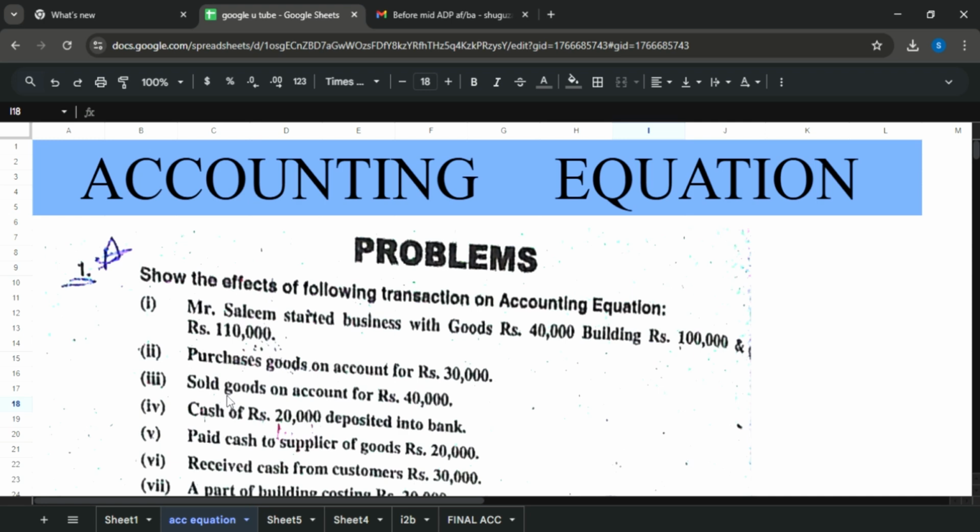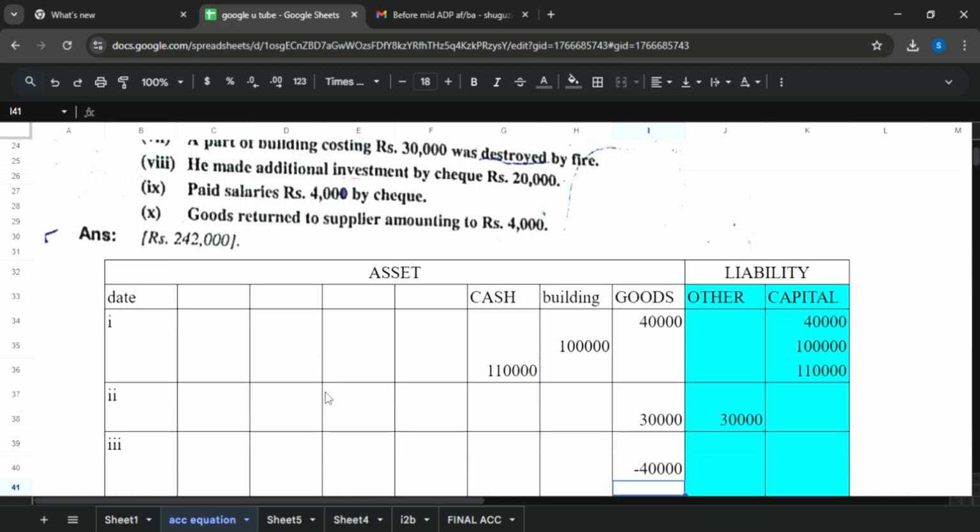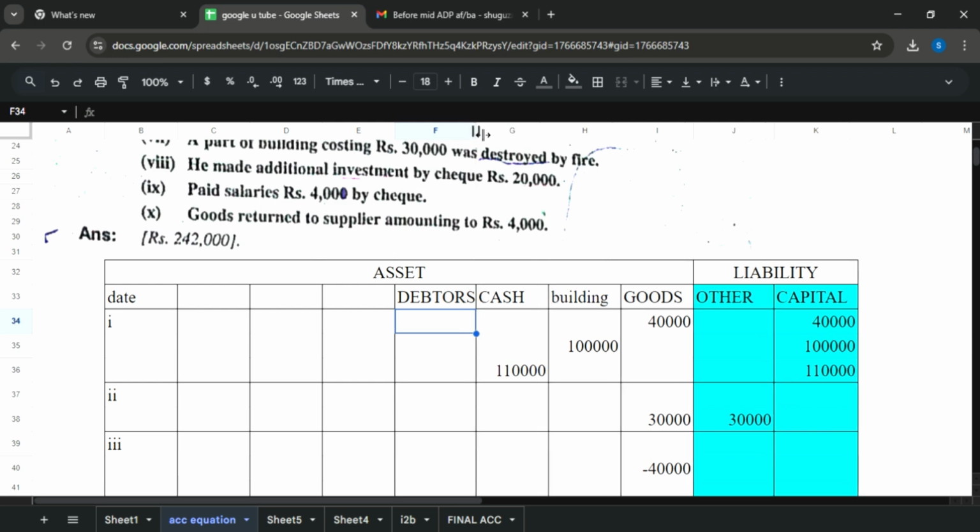Note it down. Sold goods on account. That means you have not received this amount. The amount is still receivable. The amount which is still receivable would be considered as your accounts receivable. Accounts receivable are called debtors. Please note it down. If you are hearing this word for the first time, debtors are the persons from whom the amount is still receivable.